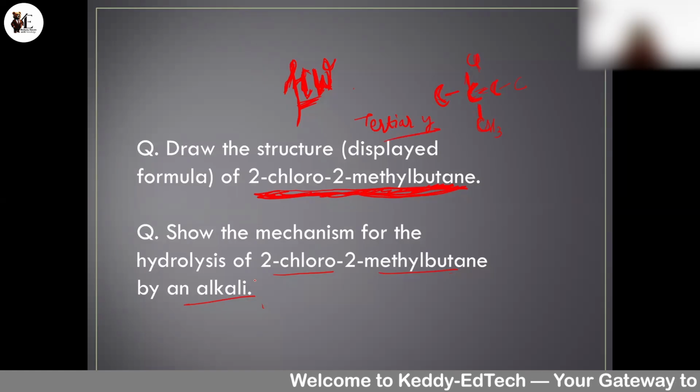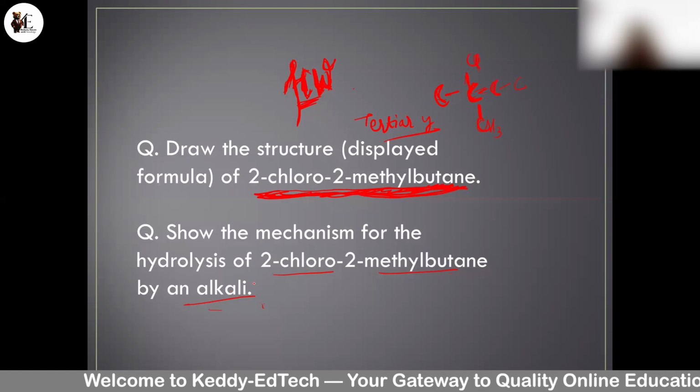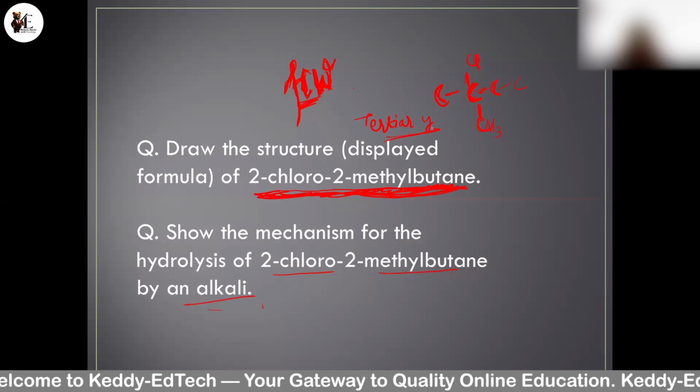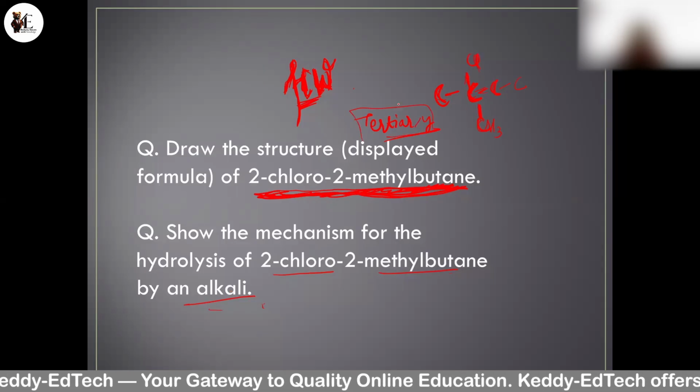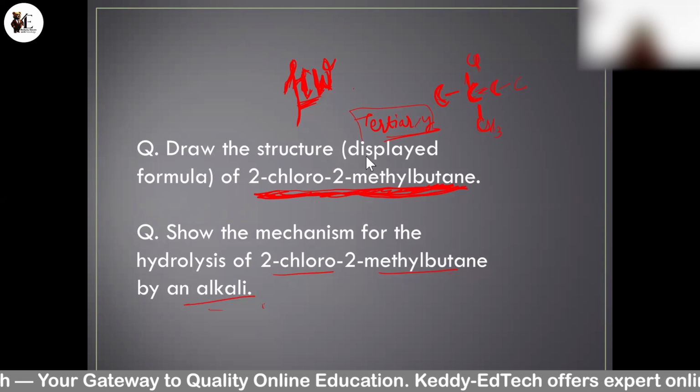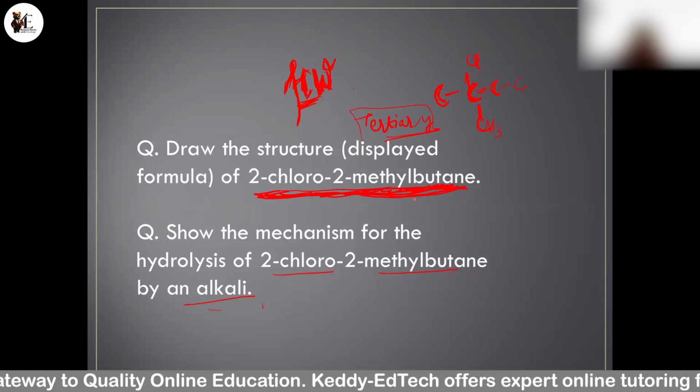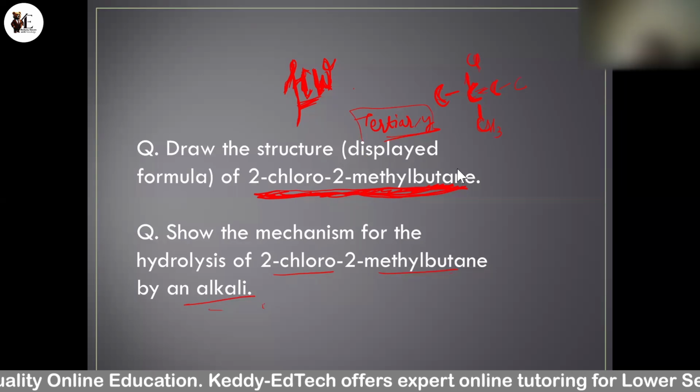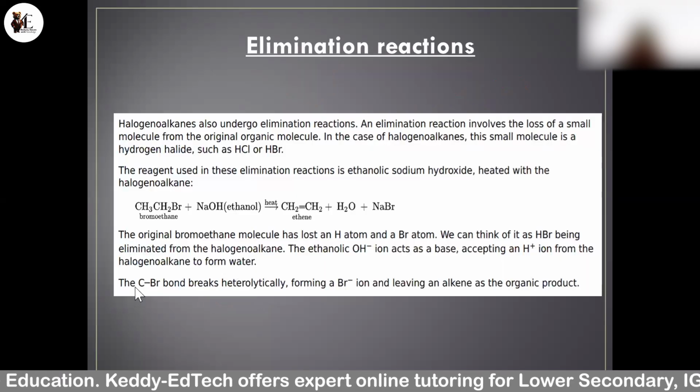So you have to show the mechanism by an alkali. Okay, so I think you know it is an SN1 reaction now because tertiary carbocations are more stable. Done writing your homework questions? Yes. Next reaction is your elimination reaction.